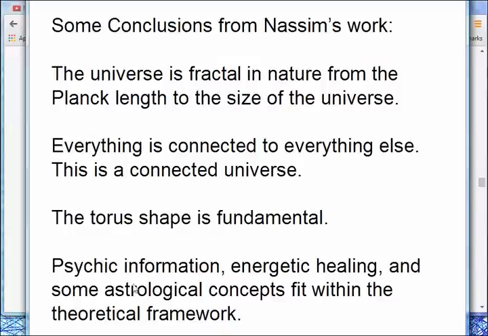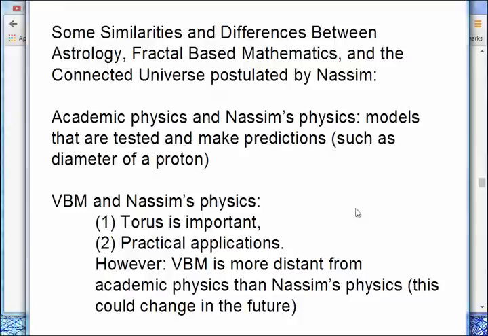So Nassiim has said himself that psychic information, energetic healing, can be understood within the framework that he's created. And I will also add that some astrological concepts would fit within that framework. The as above, so below concept does not mean that the rules that we astrologers use actually work, but that the idea of astrology fits within this model.